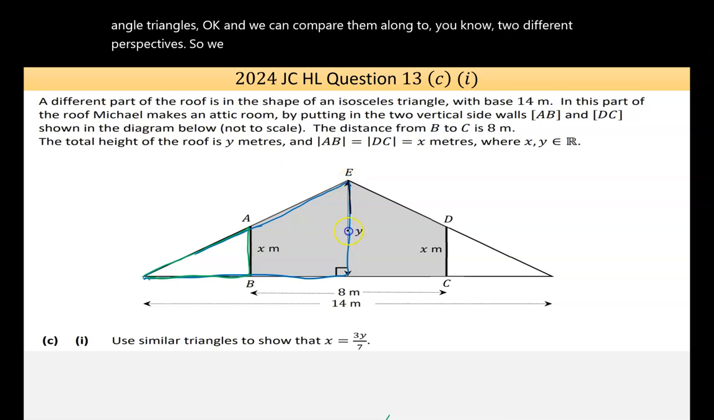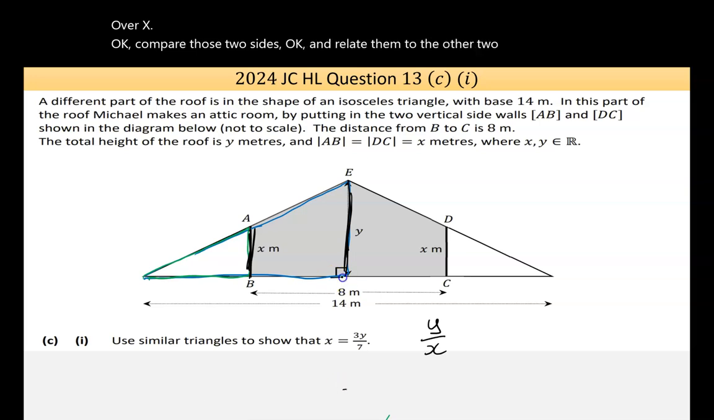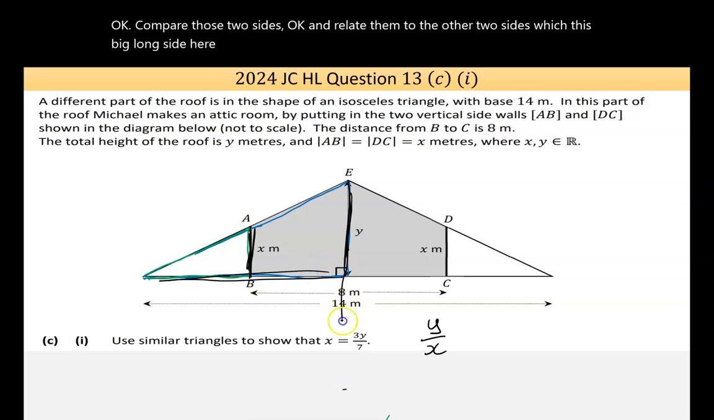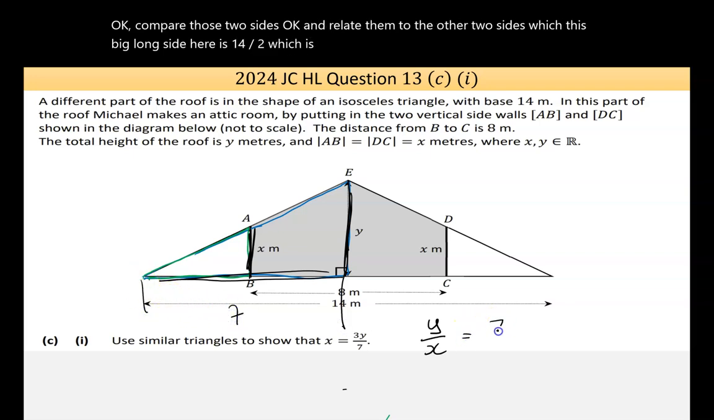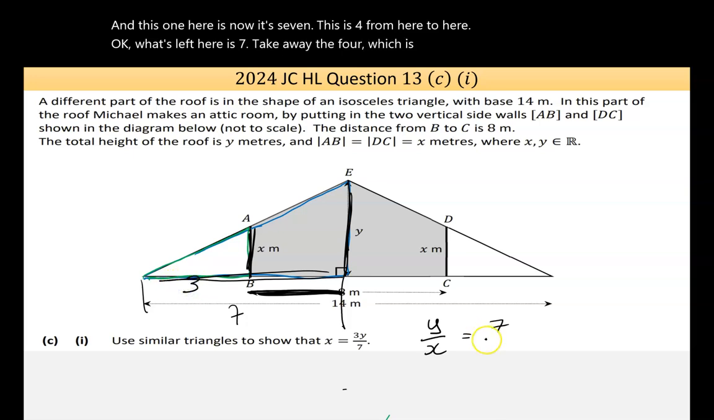And we can compare them along two different perspectives. So we can go, well, the y over x, compare those two sides, and relate them to the other two sides, which this big long side here is 14 divided by 2, which is 7. And this one here is 4 from here to here. What's left here is 7, take away the 4, which is 3.